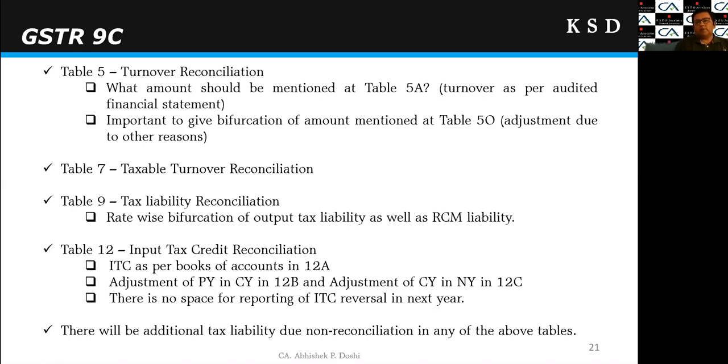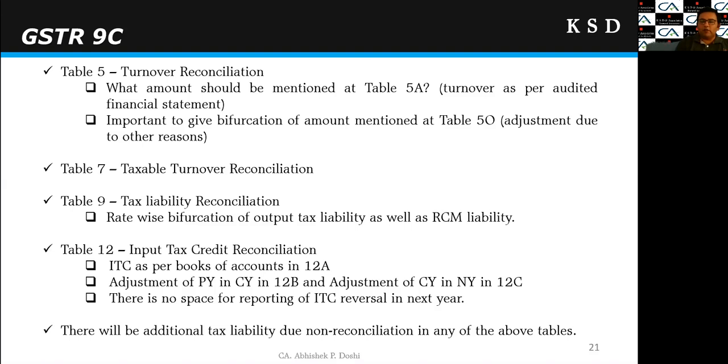Similarly, table 7 is taxable turnover reconciliation. So table 5 is total turnover reconciliation. Then table 7 is taxable turnover reconciliation. Then table 9 is tax liability reconciliation, right? In tax liability reconciliation, we need to give rate-wise bifurcations of the output tax liability. And we also need to give rate-wise tax liability of the RCM liability, right? So total liability will be tallied with the GSTR 9.